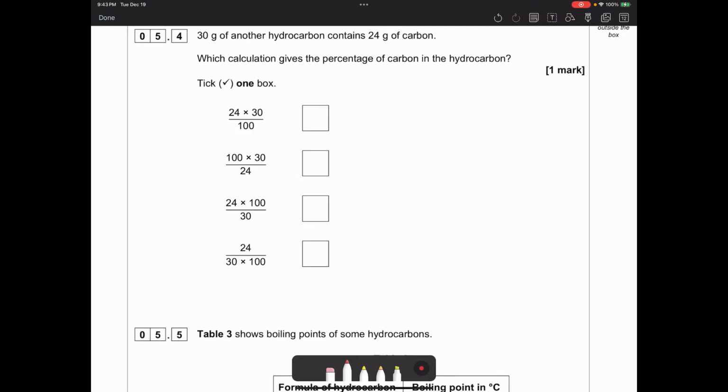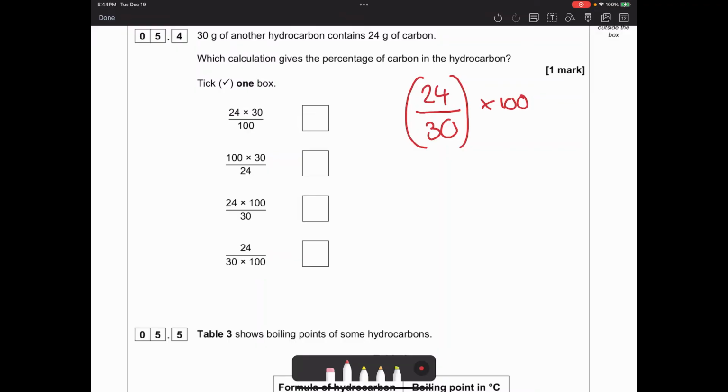30 grams of another hydrocarbon contains 24 grams of carbon. Which calculation gives the percentage of carbon in the hydrocarbon? So before I even look at the potential answers, I would be thinking, if I was typing it into my calculator, I want to find the percentage, I would be doing 24, which is my grams of carbon, out of my total, which is 30, and then I would be timesing it by 100. And I would be seeing which one is closer to that.